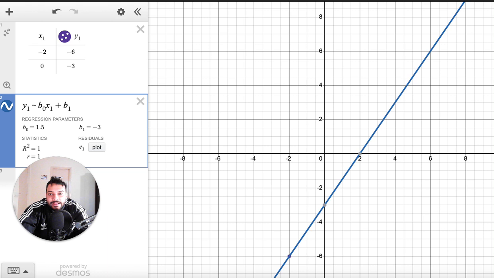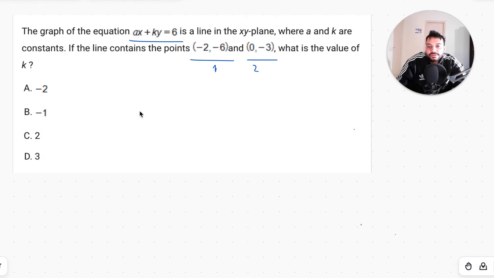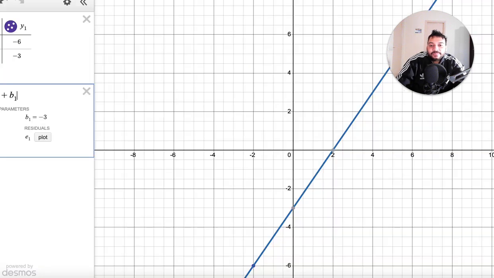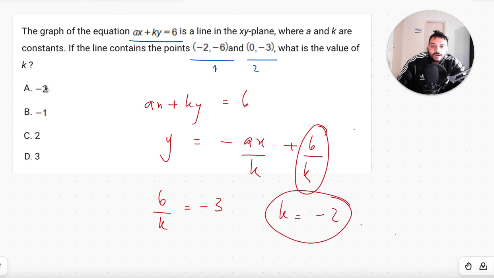Now in the question, what are they asking exactly? They've given us the equation in the form of ax plus ky is equal to 6. If I write it in the form of y is equal to mx plus c, I get y is equal to negative ax over k plus 6 over k. So the constant c from DESMOS is -3. 6 over k is equal to -3, k is equal to -2. Option A is the correct one. Once you're in good practice, this is hardly going to take 10 to 15 seconds.